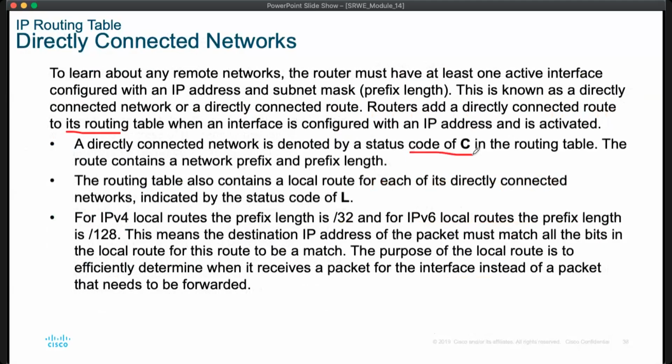The routing table also contains a local route for each of its directly connected networks, indicated by the status code of L. For local routes, the prefix length is /32, and for the IPv6 local route, the prefix length is /128. This means the destination IP address of the packet must match all the bits in the local route for this route to be a match. The purpose of the local route is to efficiently determine when it receives a packet for the interface instead of a packet that needs to be forwarded.